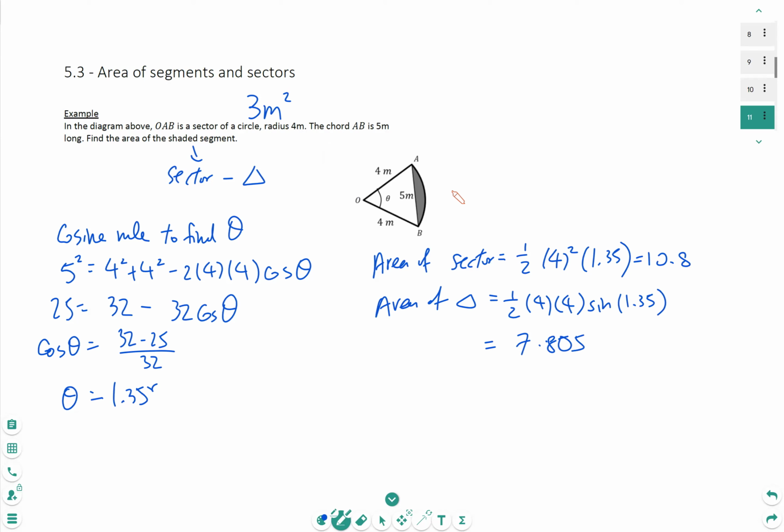So the area of the segment, the final answer, is 10.8 minus 7.805. That's roughly around 3 meters squared.